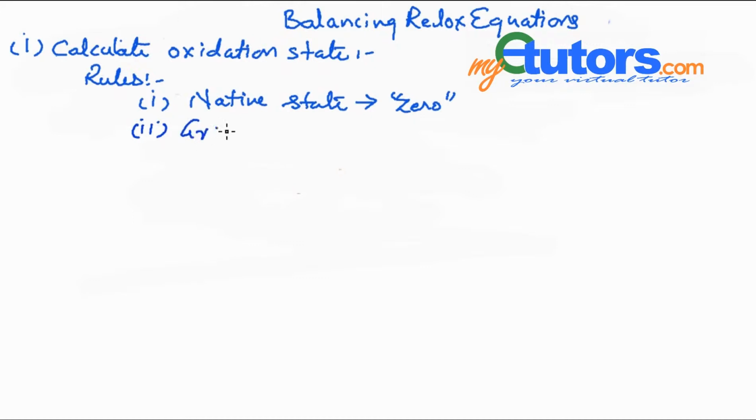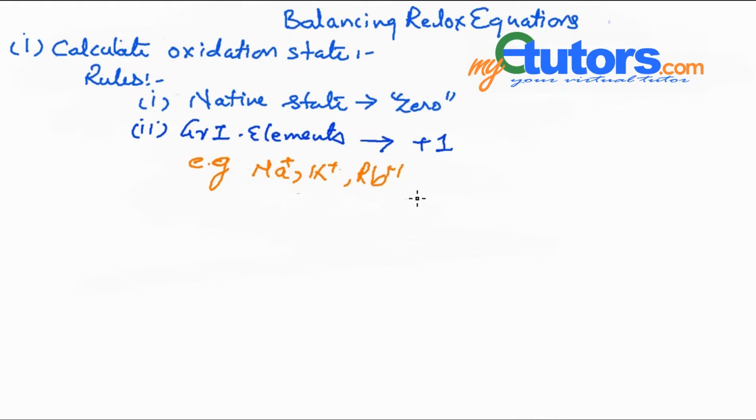The second rule is that group 1 elements, when present in their respective compounds, their oxidation state is considered as +1. This means that the elements of group 1, that is sodium, potassium, rubidium, cesium, when present in their respective compounds, then the oxidation state of these elements would be considered as +1. Some other elements like hydrogen, silver also possess +1 oxidation state.